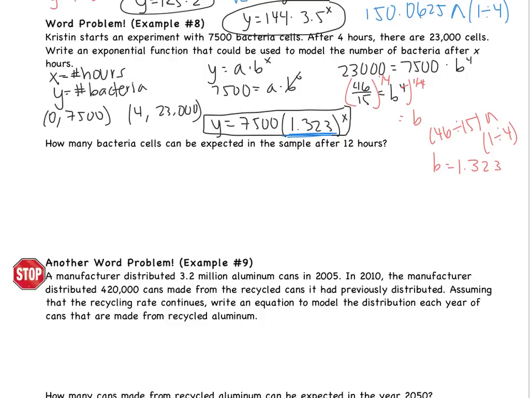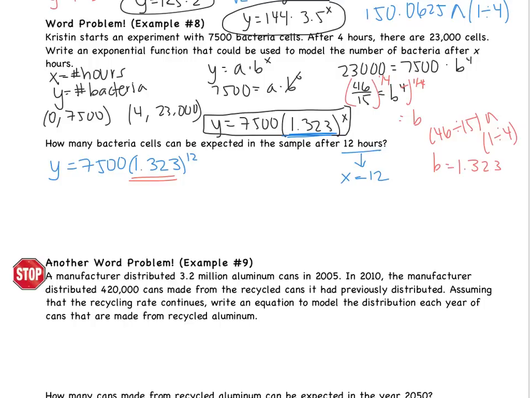So in the second part, it says how many bacterial cells can be expected in the sample after 12 hours. Okay, so hours is x, so this is telling us that x equals 12. Okay, so using our equation, we're going to get y equals 7,500 times 1.323 raised to the 12th power. Now what we need to remember at this point is what I just told you. This is actually a rounded value. Now if we use a rounded value when we try to estimate the number of bacteria cells after 12 hours, that rounded value is going to give us a number of bacterial cells that's a little bit off. So really we want to use the true value of b.